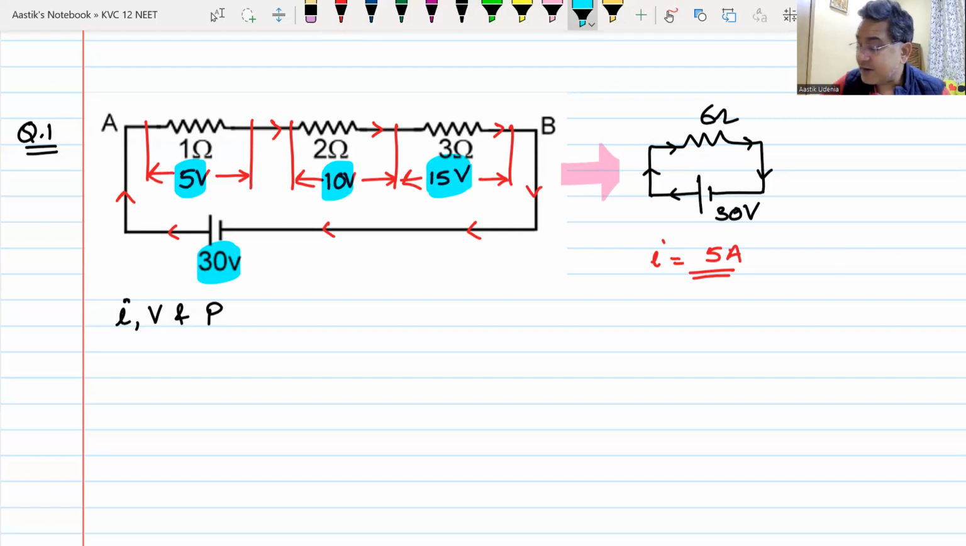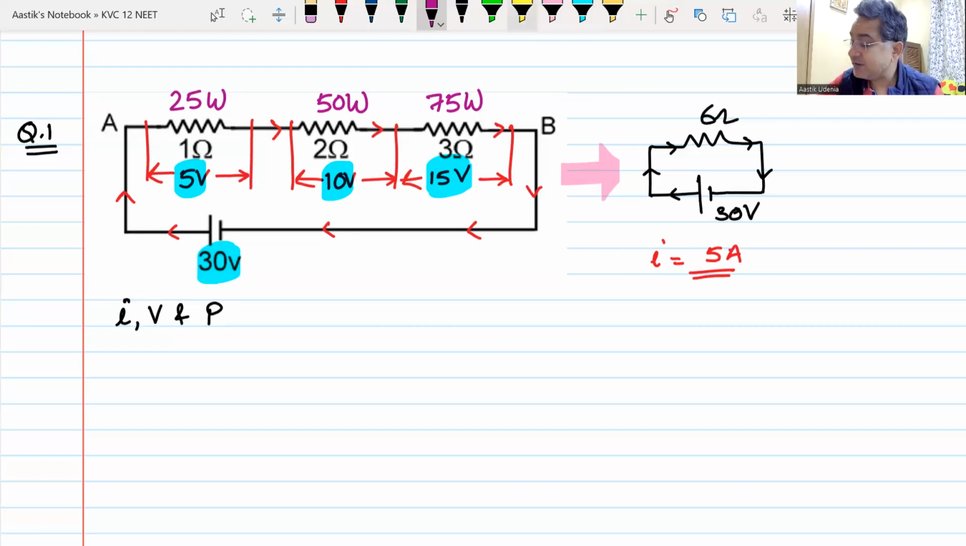Now let us move ahead and find out the power developed in all the three resistors. What is the power developed in the first resistor, 1 ohm resistor? 25 watt. I square multiplied by R. So it will be 25 watt. Do we understand this? Yes, sir. What about the next one? 50 watts. I square into R. I square is same, just multiplied by R. First R is 1, second R is 2, and the third R is 3, so 75 watt.